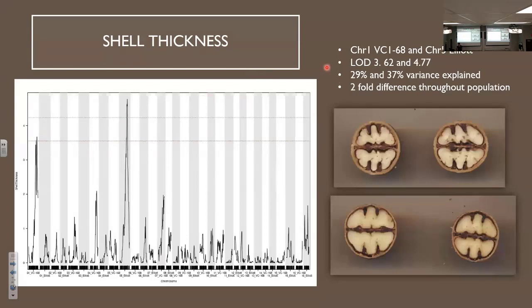Shell thickness was proving to segregate in this population pretty strongly, as there are two separate QTL found from both parents, one on chromosome 1 of VC168, and another strong QTL here on chromosome 5 of Elliott, with a twofold difference throughout the population in terms of the range of this phenotype. Looking at some very thin shelled nuts here that had an average of around 0.67, all the way up to double that value, which is one of the thickest shelled here, looking at an average of 1.4 millimeters.